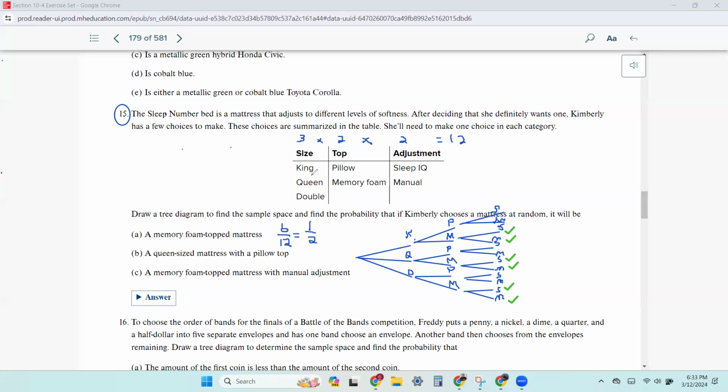And we could also do the same thing here. Since there's three sizes, then one third of them would be king, one third would be queen, one third would be double. And then the same thing on the far end with the sleep IQ and the manual. Half of them are going to have the sleep IQ. See, 1, 2, 3, 4, 5, 6. So that's what those are there. See, there's patterns to all this. And that's why we don't necessarily need to look at all this. As I said, in 10.5 we'll start dealing with things like that, where we're just going to count them using the counting methods.